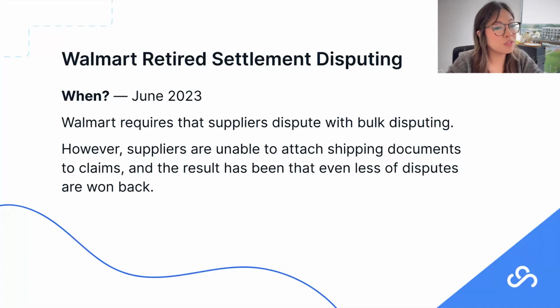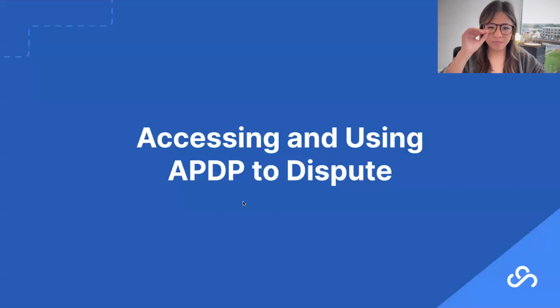So we always recommend that our suppliers utilize individual disputing so that you can include your proof documentation, basically try and get it right the first time so that you are not having to go back and redo your work or losing one opportunity to try and get that money back. So yeah, just wanted to touch on that a little bit and make sure that you guys were aware of this most recent update.